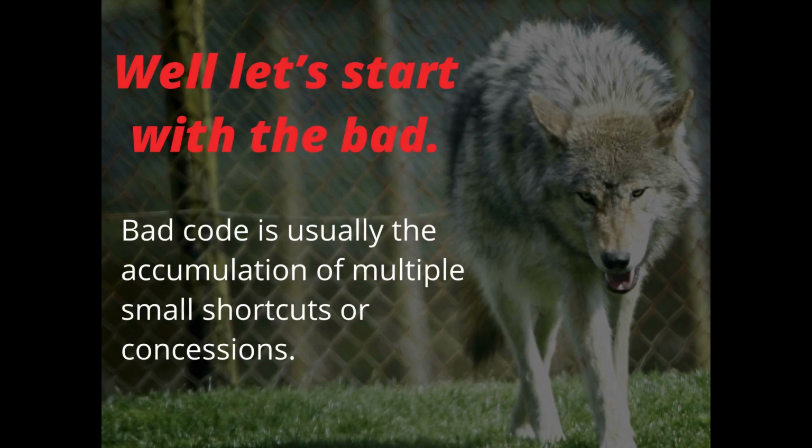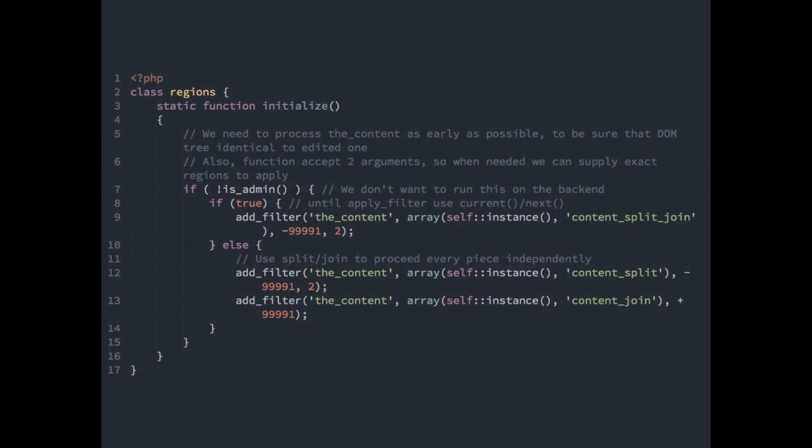As a general statement, bad code is usually the accumulation of multiple shortcuts or concessions that you make in order to build something quickly rather than, as I said, take your time to build things out properly. It's maybe a little bit hard to see, but this is an example of bad code. I was wondering if anybody could spot some of the things that are wrong in here. Sorry if it's hard to see. Anyone have any ideas? Yeah?